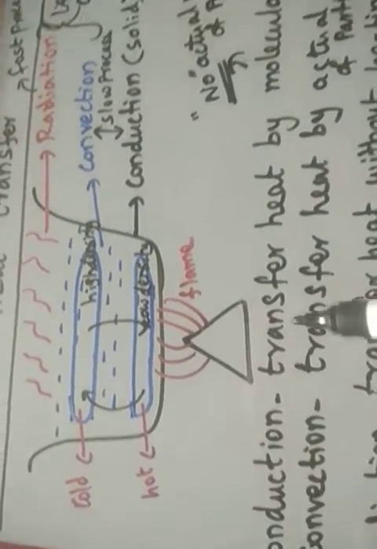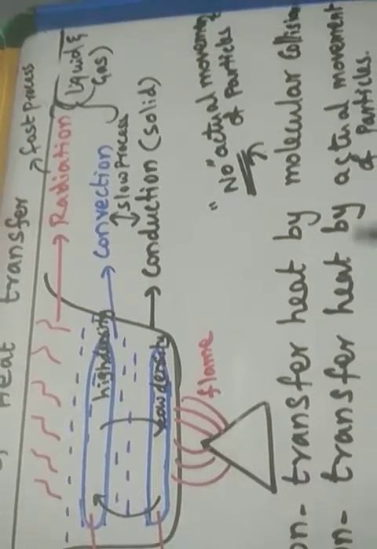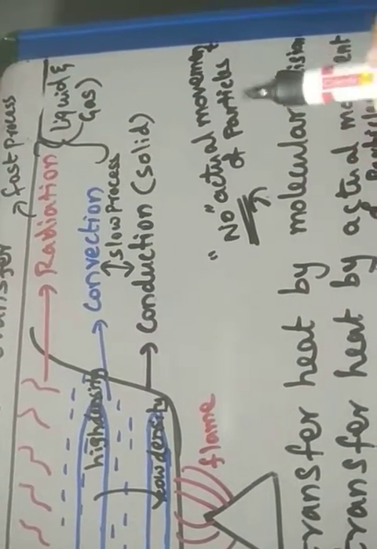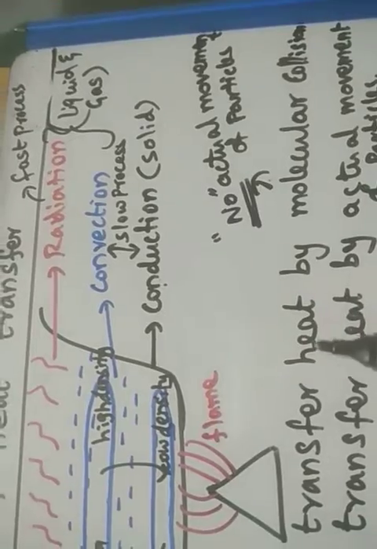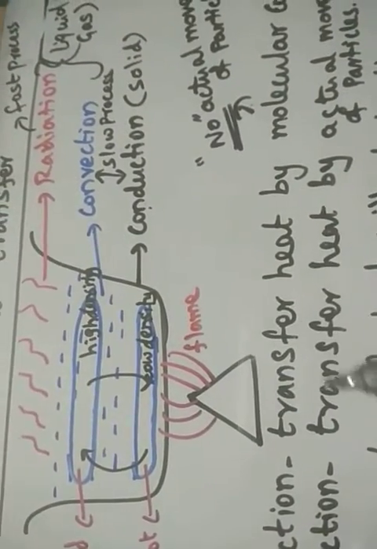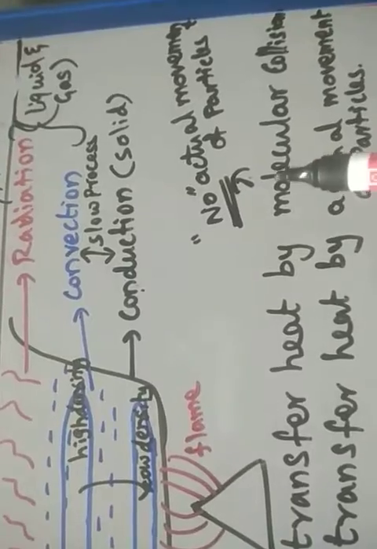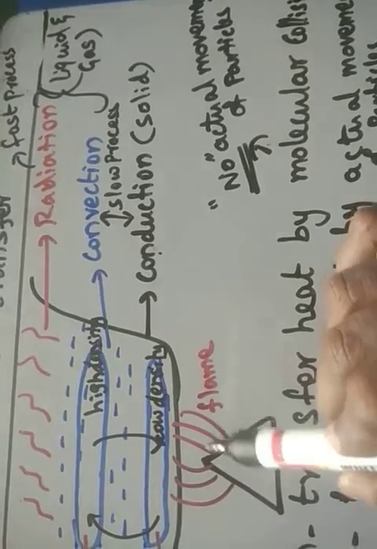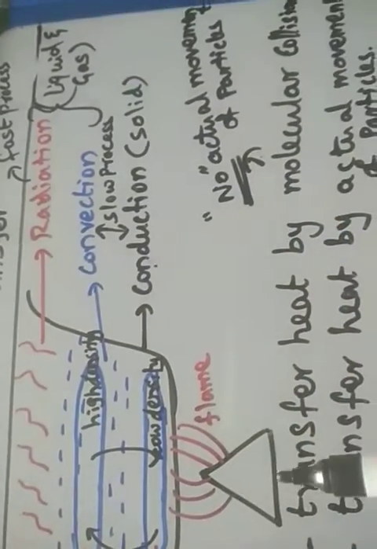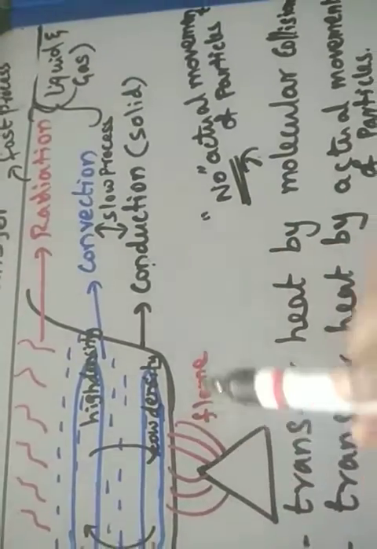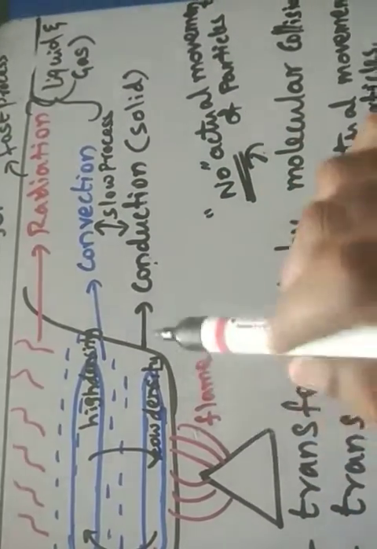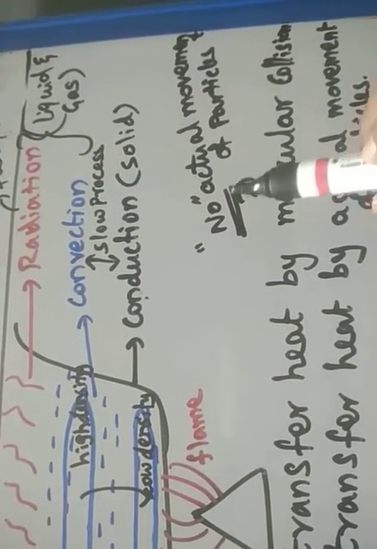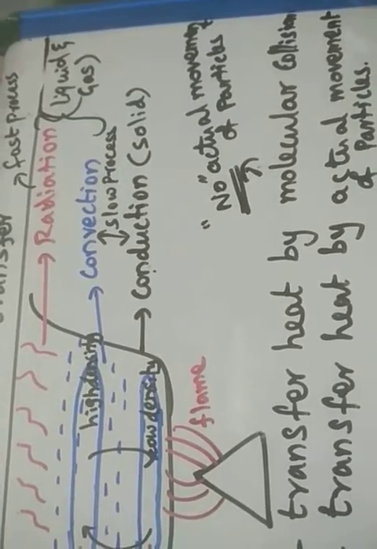During conduction, the transfer of heat takes place by molecular collision, but there is no actual movement of particles. Heat is transferred through molecular collisions between the particles. Due to this molecular collision, heat is absorbed from the fire and transferred to the water in the container. So heat transferred through the solid vessel is called the conduction process. There is no actual movement of particles in this process.